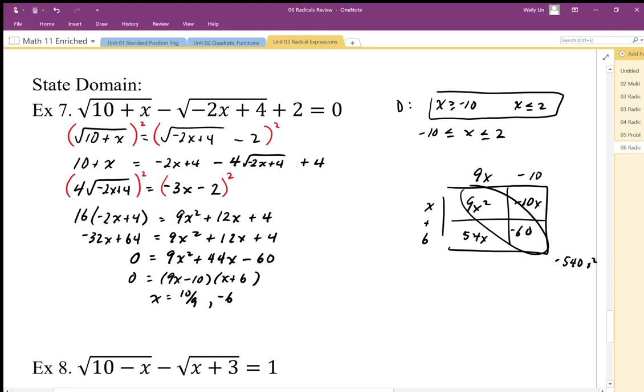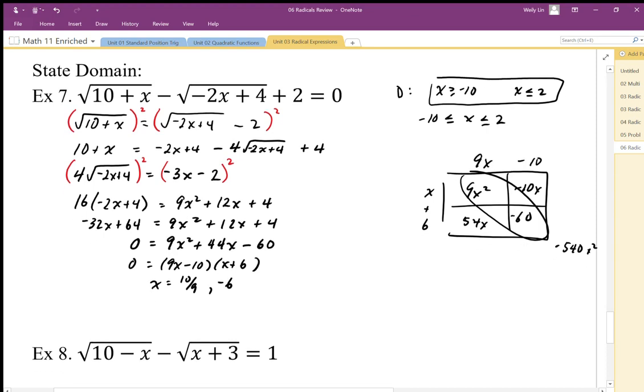So we should test these solutions. Let's test the easy one first, negative 6. So we end up with square root of 4 minus, that's going to be positive 12 plus 4 is 16, plus 2 equals 0. That's 2 minus 4 plus 2 equals 0. Check. That is a good solution.